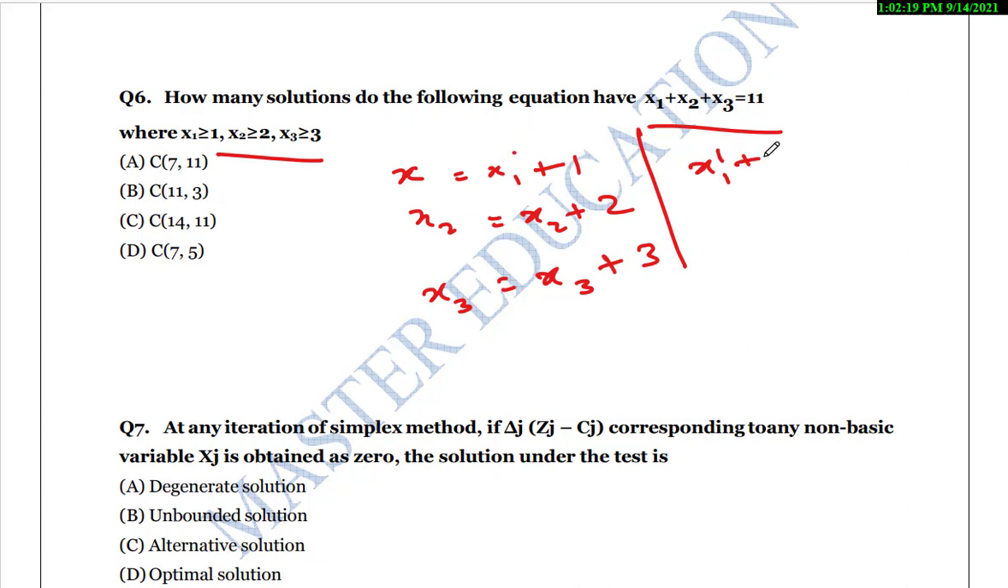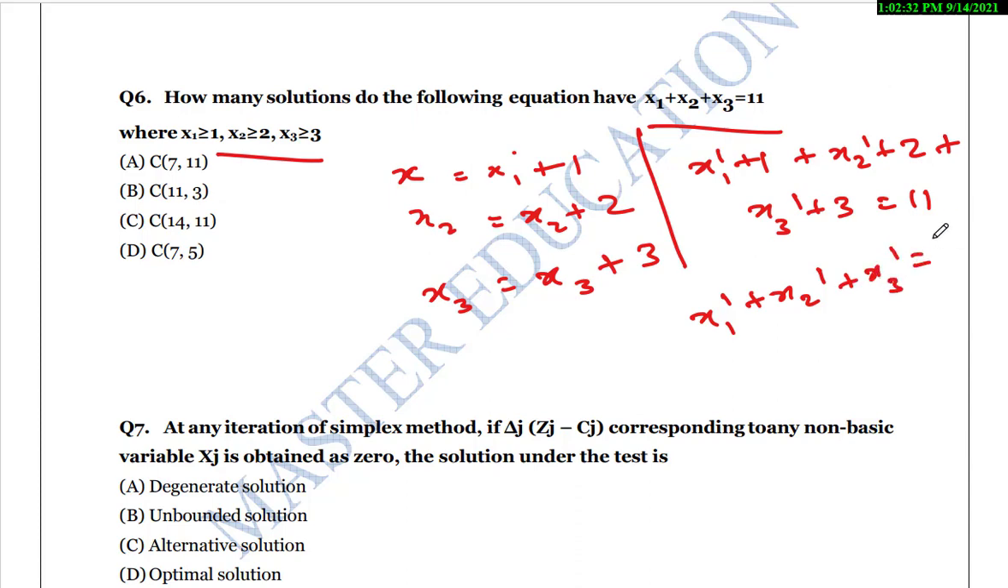So x1 dash plus 1, plus x2 dash plus 2, plus x3 dash plus 3, equal to 11. So x1 dash plus x2 dash plus x3 dash is equal to 11 minus the constants. Here 3 plus 2 is 5, 5 plus 1, 6. If 6 comes this side, 11 minus 6, that will become 5. So the regeneration equation is this.